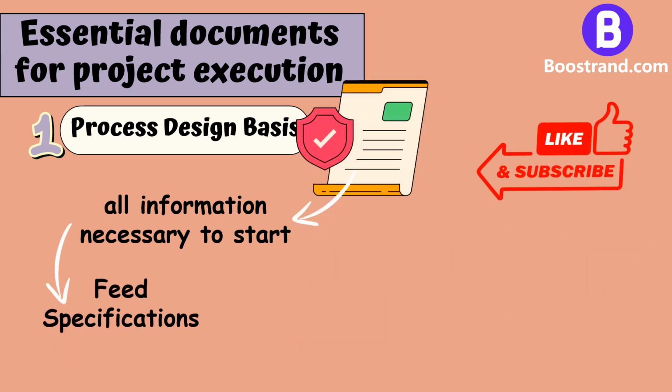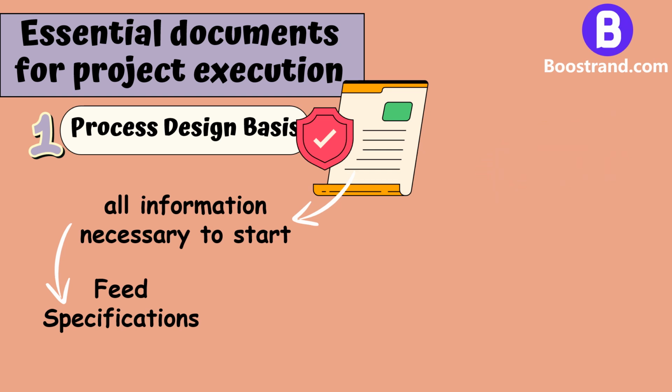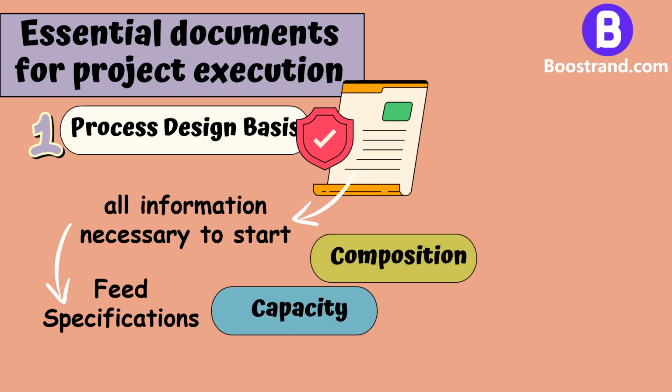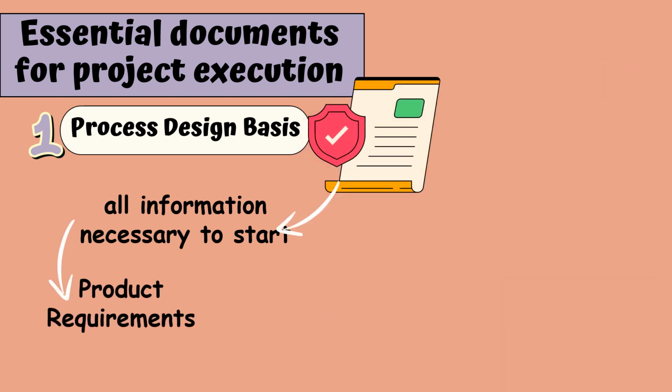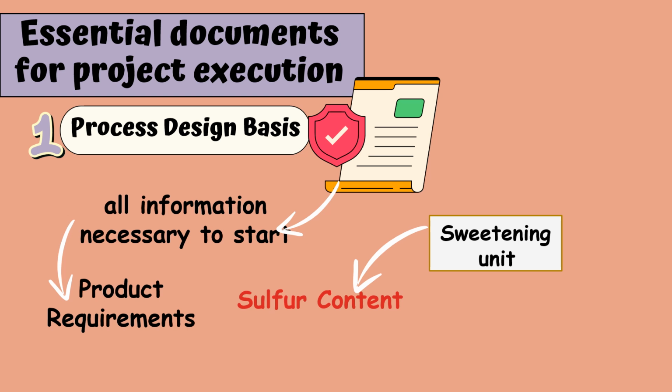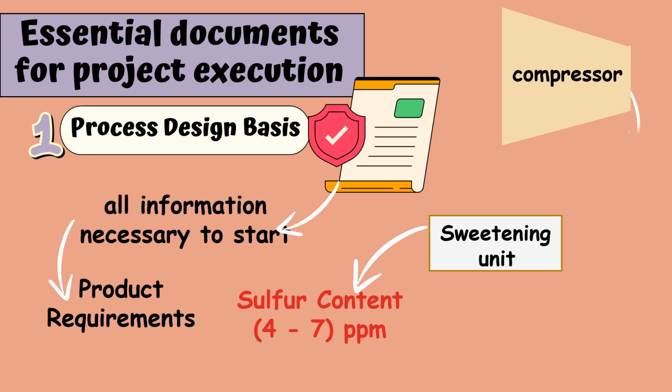Feed specifications. Mainly the required capacity, composition, pressure, and temperature of the feed. Product requirements. For example, if this is a sweetening unit, then we should define the target sulfur content, typically from 4 to 7 parts per million. This is the figure based on which we say that the unit is doing its job. If this is a compressor, then we should specify the pressure at delivery, and so on.